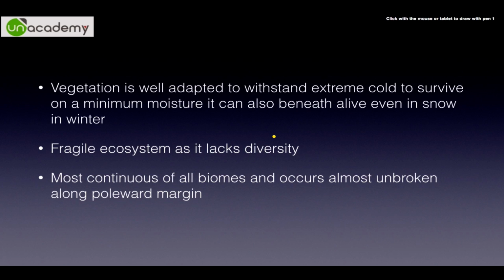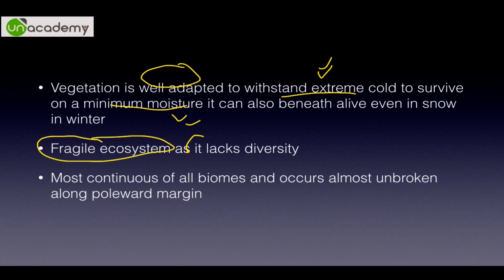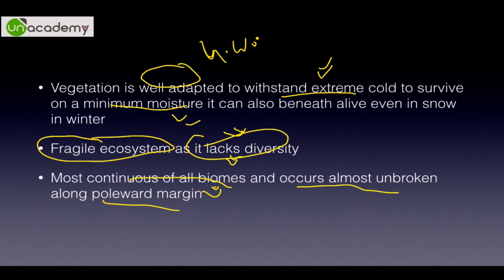So the vegetation is extremely well adapted to withstand extreme cold. They survive on minimum moisture and even beneath complete snow cover, and it's an extremely fragile ecosystem as it lacks biodiversity. And finally, it is one of the most continuous of all biomes and occurs almost unbroken along the poleward margin, and it is the most affected one from global warming. So we have to take care of that as well, because if the permanently frozen soil breaks, the trees which can survive here will drastically alter within a matter of decades, and this biome will go away.